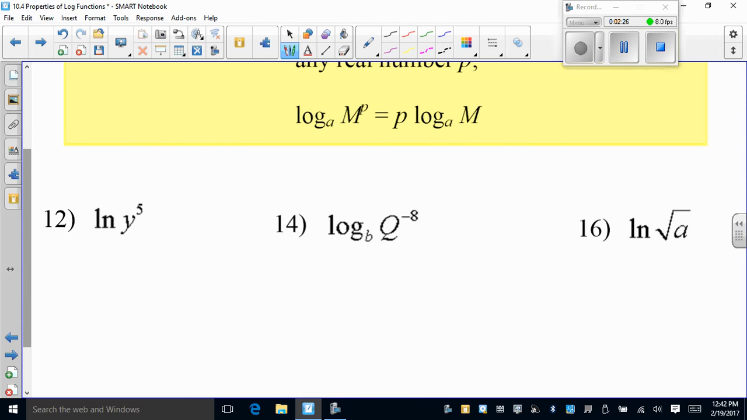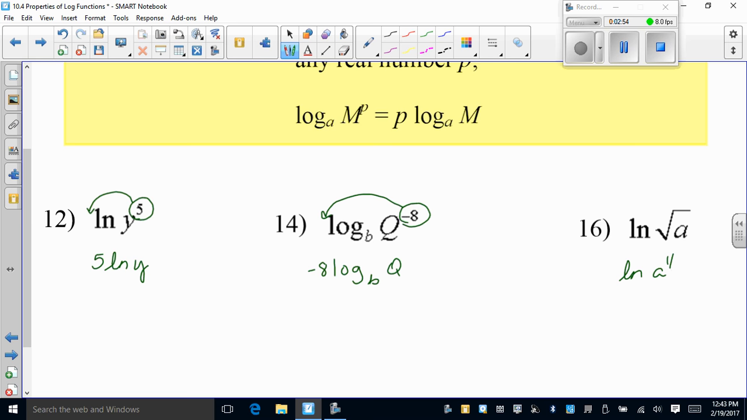So this one here, again, all you're doing is taking your exponent and moving it forward. So this would be 5 natural log of y. This one here is negative 8 bringing forward, log base b of q, negative 8 in front. And this is really natural log of a to the 1/2 power, and you bring the 1/2 power forward, and you have 1/2 natural log of a.